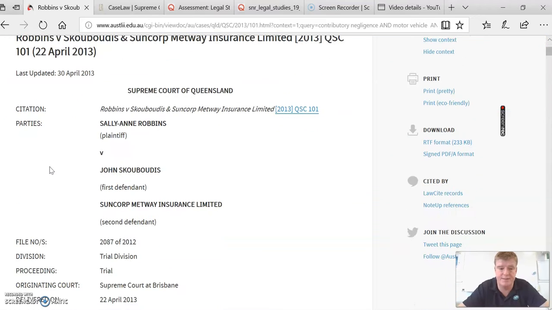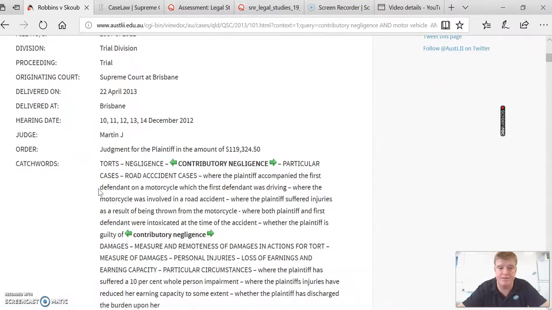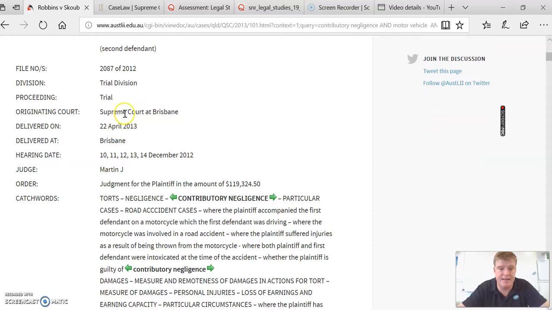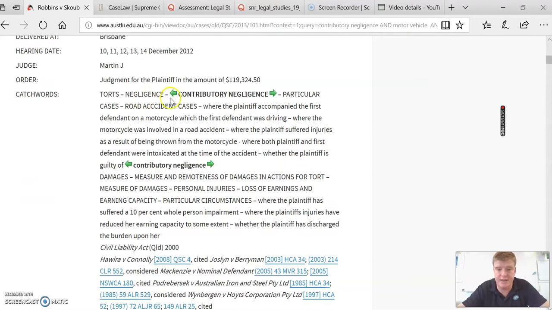It's in the Supreme Court. These are the parties here. It's a trial. That's generally a good thing. It's not just a procedural matter. 2013, so it's reasonably recent. Now, we get a few catchwords: negligence, contributory negligence. There's a level of impairment there.